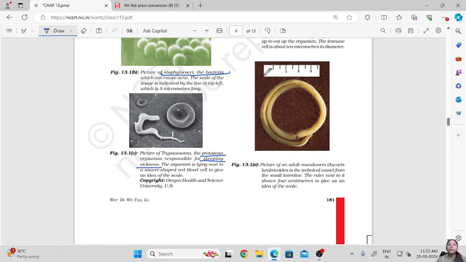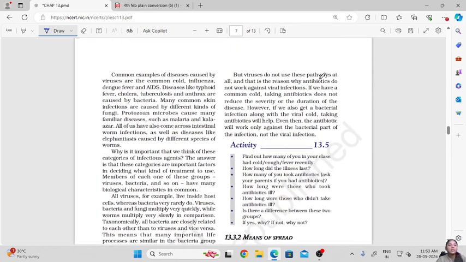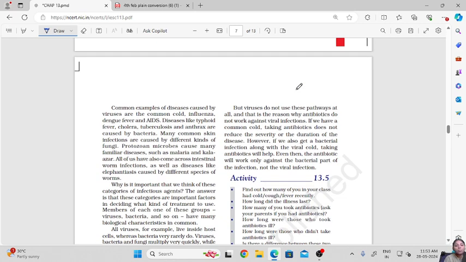And here at the last is a picture of an adult roundworm. This is found in the small intestine, and here a scale is given so that we can get an idea how big it is. So here it is 3, 3.5 centimeter big. Now let us see. The common examples of disease caused by virus are common cold, influenza, dengue fever, and AIDS.